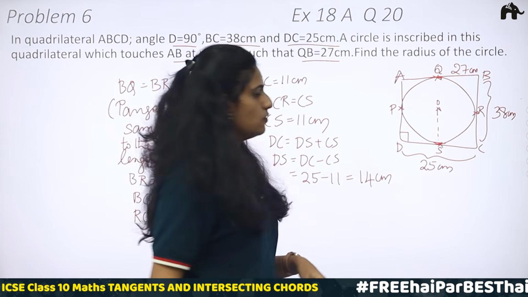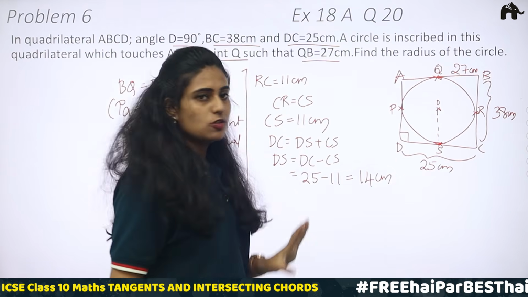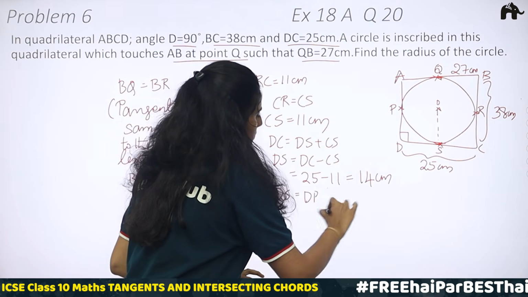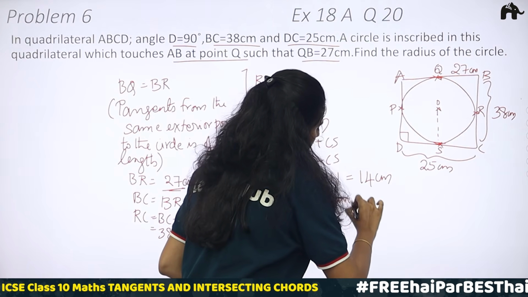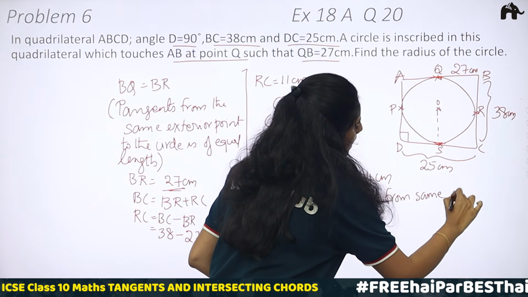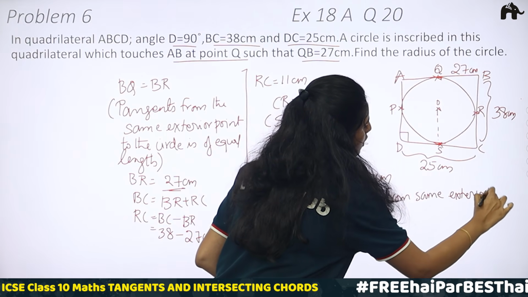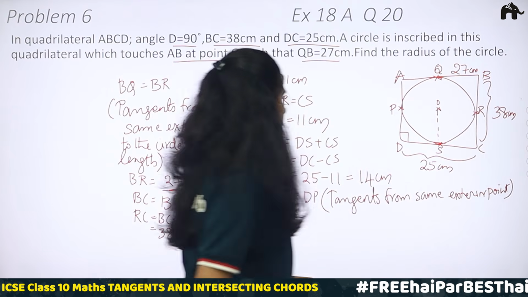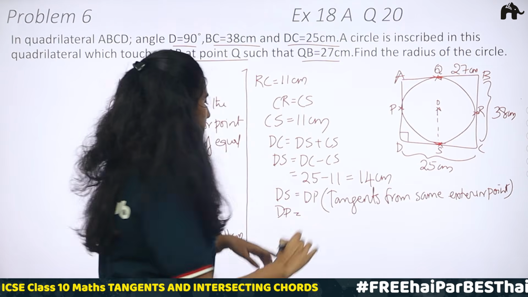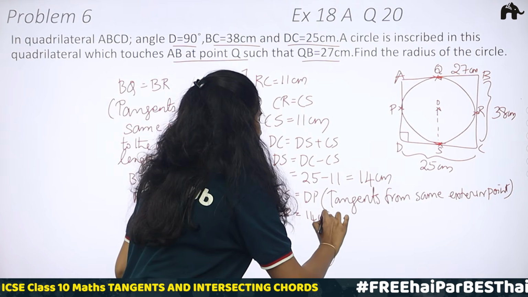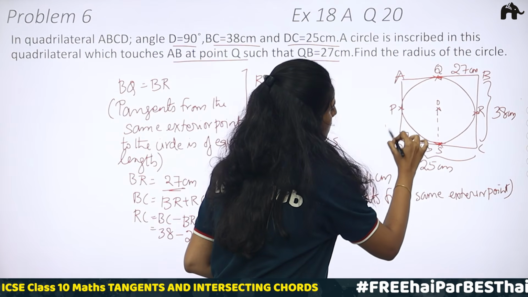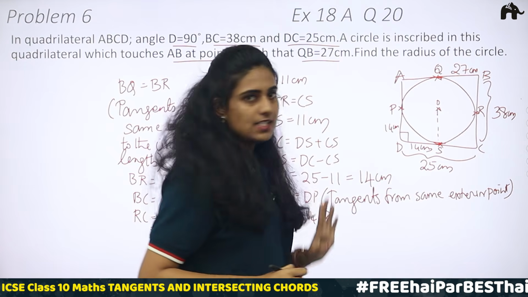If DS is equal to 14 centimeters, then DP will also be equal to 14 centimeters. DS is equal to DP. Tangents from the same exterior point are of equal length. Okay, therefore, what is DP? DP will be equal to 14 centimeters. We have DS 14 centimeters and DP 14 centimeters. This angle is 90 degrees.